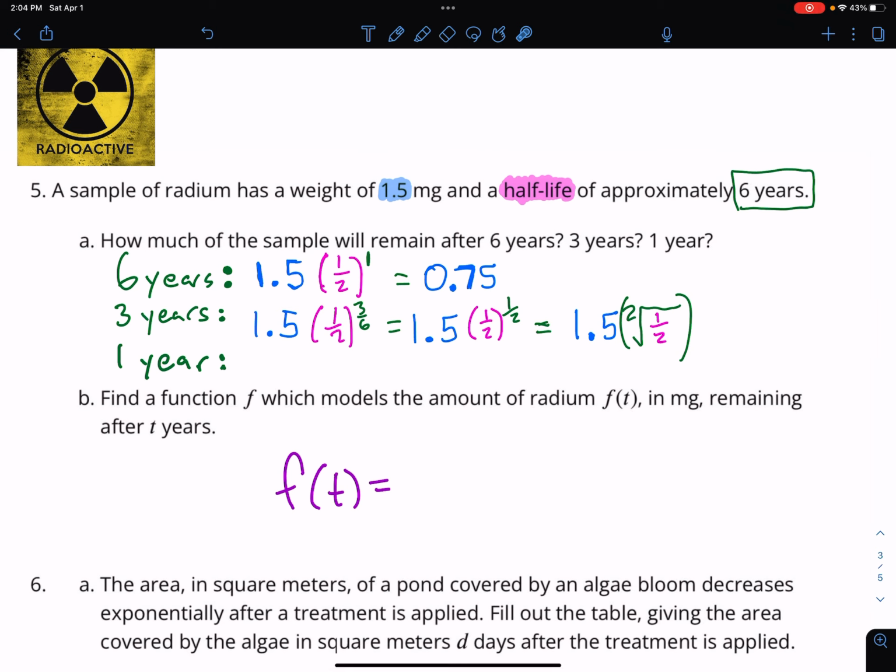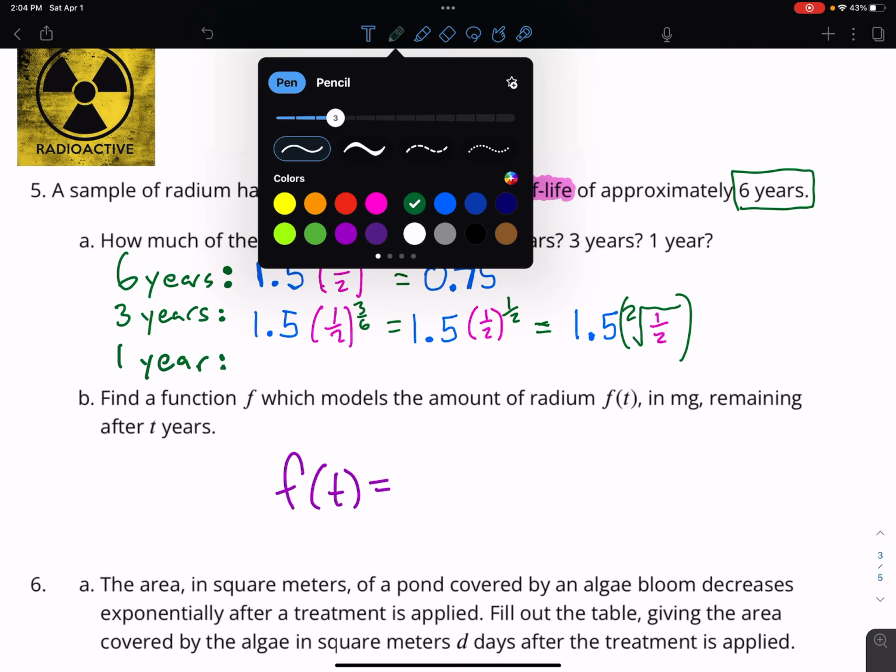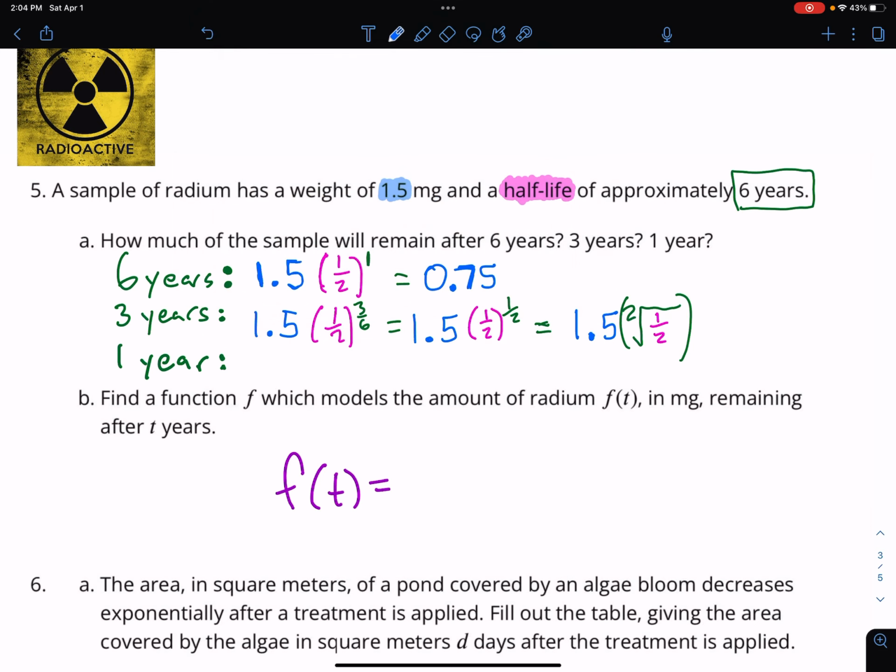Here we go. One last thing. They want to know about 1 year. 1 year has gone by. Where do we start? Maybe we should start at the beginning. That sounds like a good idea. Start at the beginning every single time, please.